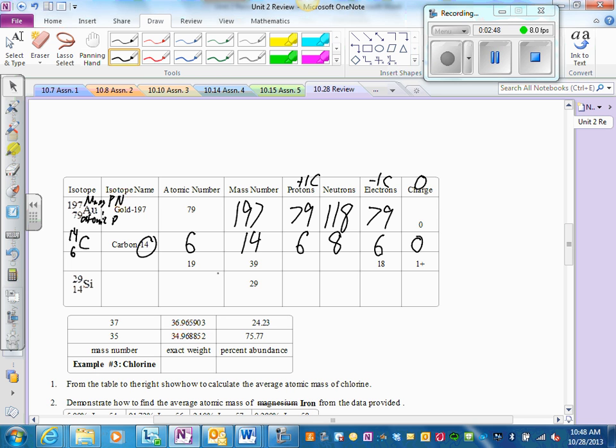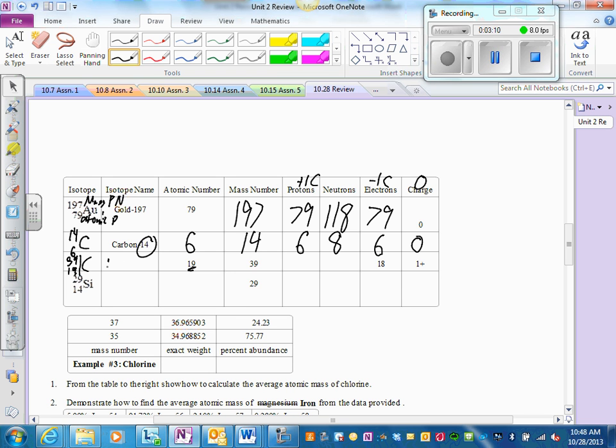Okay, now this one looks a little bit more difficult. What we have to realize is the atomic number is what determines which element it is. So if you look at your periodic table, element number 19 is potassium, K. And so we know potassium is the 19th element, therefore we put 19 down here. And the mass number is 39, therefore we put a 39 up here on top.